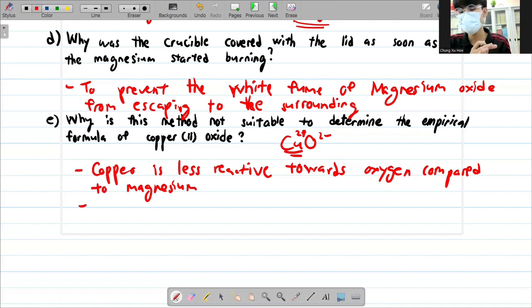If we go back to your textbook, we realize that there is a series of elements reacting with oxygen, and you can see which one is more reactive, which one is less reactive. You refer back to that diagram, okay? Next, you can say, another mark is the reaction between copper and oxygen is really slow. That's why it's not really suitable.